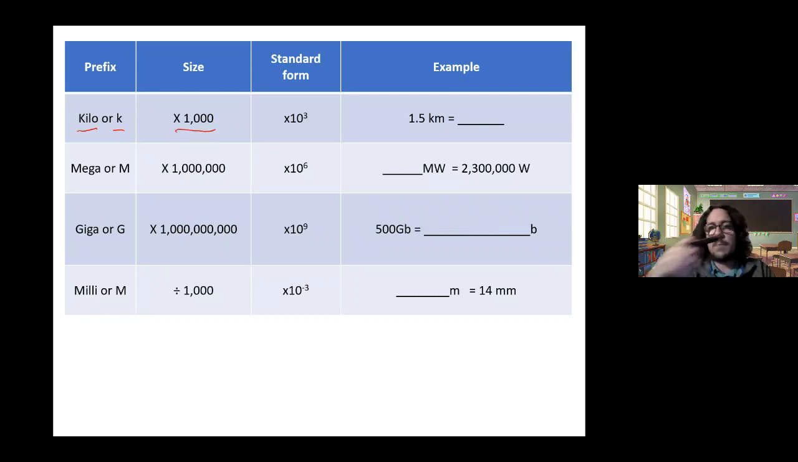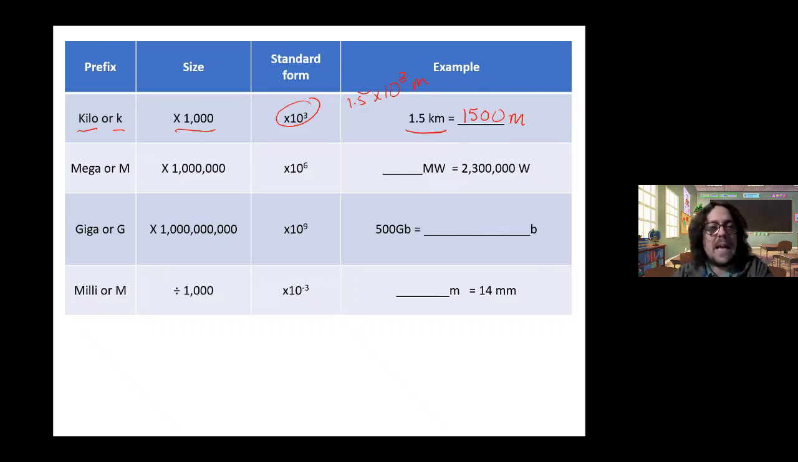So if I wanted to get from 1.5 kilometers to meters, I simply need to multiply by 1,000. And that is the same as moving the decimal place 3 places. So the answer in meters would be 1,500 meters. I could also write it using standard form, and that would look like this: 1.5 times 10 to the 3 meters. These are all the same thing. All right, let's have a look at another example.